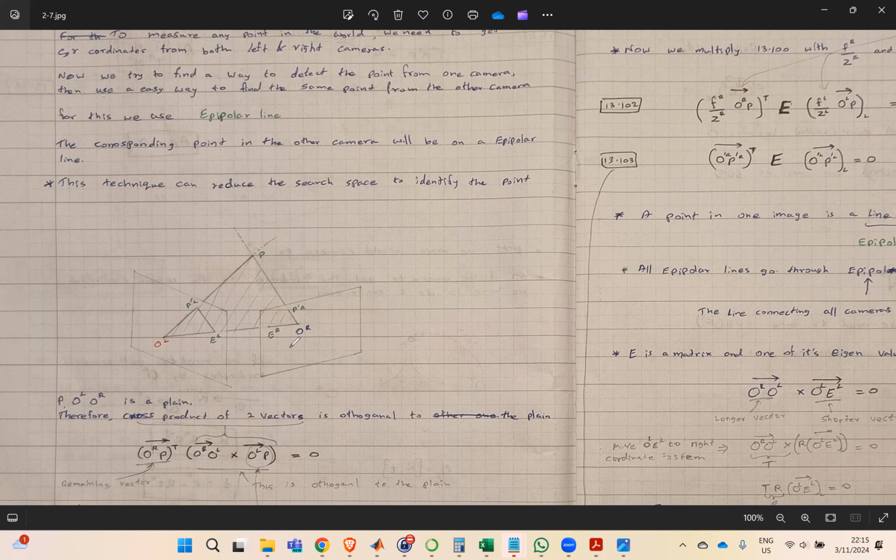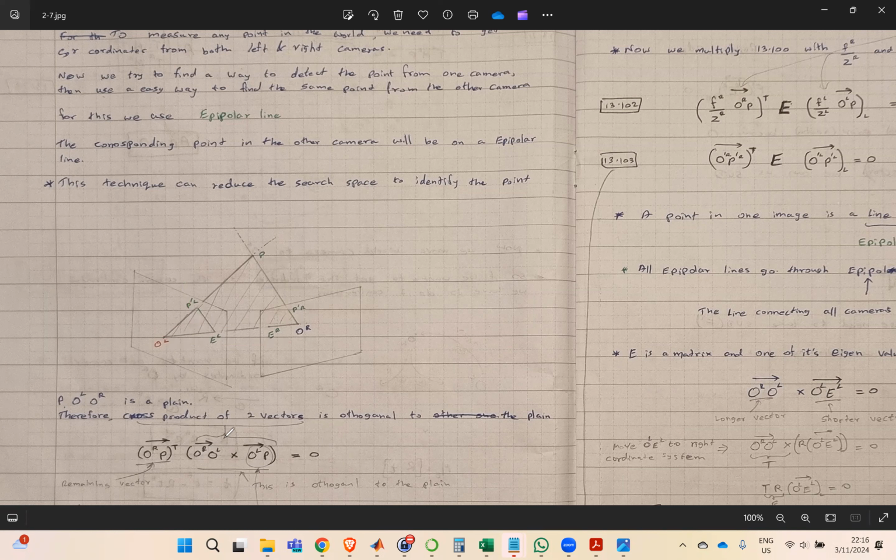Now we can make an equation for this plane. If you take a cross product of any two of these three vectors, it is orthogonal to this plane. We discussed this last time also, right? So let's say we make a cross product of these two, it is orthogonal, 90 degrees, to this plane. And when we multiply that orthogonal one with the remaining one, we get 0. So this is what that equation is saying.